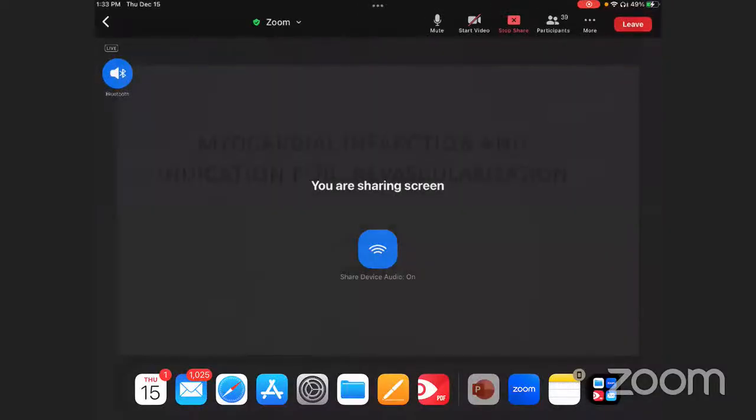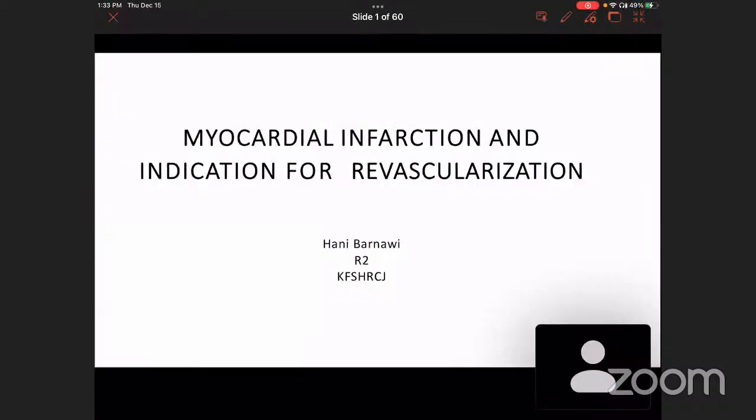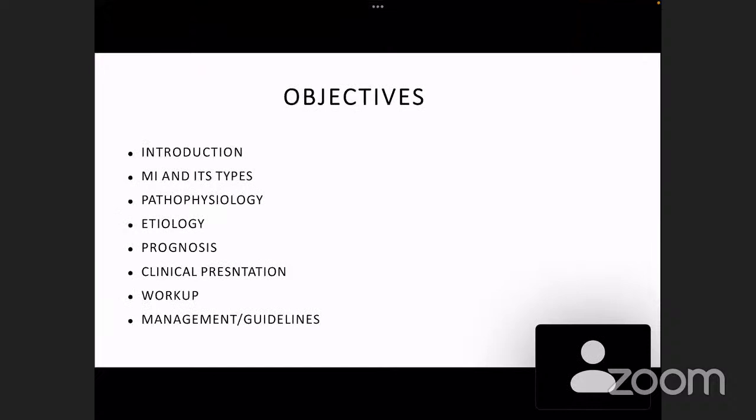Okay, so Assalamu alaikum. My name is Hani Barnawi and I'm R2 resident in King Faisal Specialty Hospital, Jeddah. So my topic for today is myocardial infarction and indication for revascularization. These are going to be my objectives for today: introduction, MI and its types, pathophysiology, etiology, prognosis, clinical presentation, workup. Lastly, will be the management with the guidelines for revascularization.